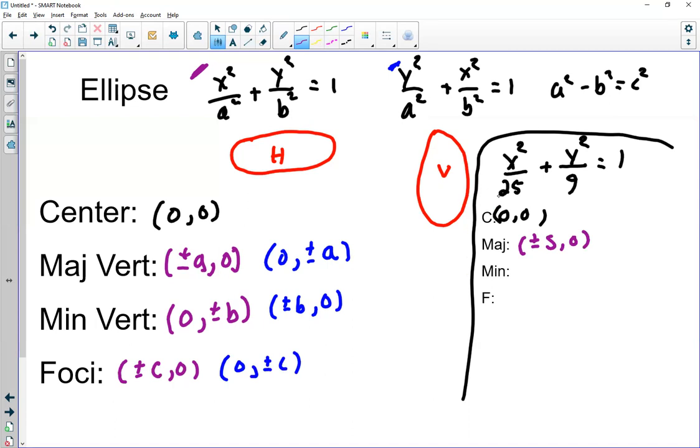And I learned that from the major value over here. The minor value should be the minor of the two numbers, the smaller of the two numbers. So that's going to be the square root of 9. So that's 0, plus or minus 3.